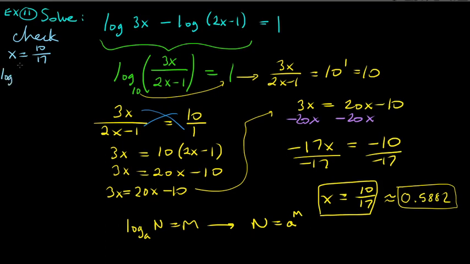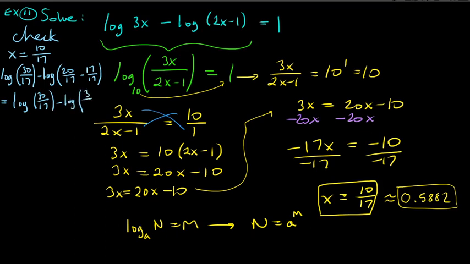Boy, I'm going to run out of space quickly here, though. Okay, so log of 3 times x, that's going to be 3 times 10 is 30, 30 over 17, minus the log of, let's see, 2 times x is 20 over 17, minus 1. 1, of course, is 17 over 17. So this is going to be log of 30 over 17 minus the log of 3 over 17.